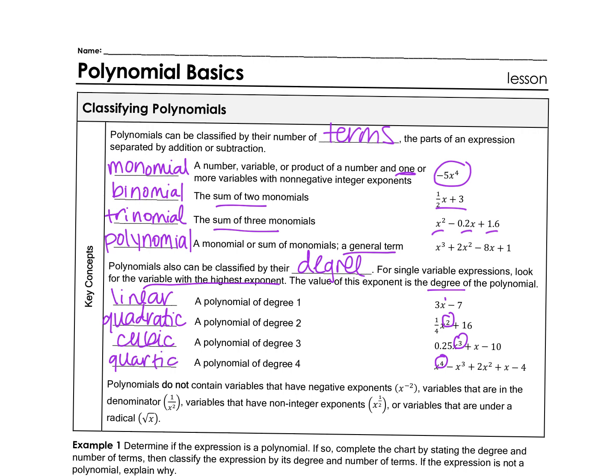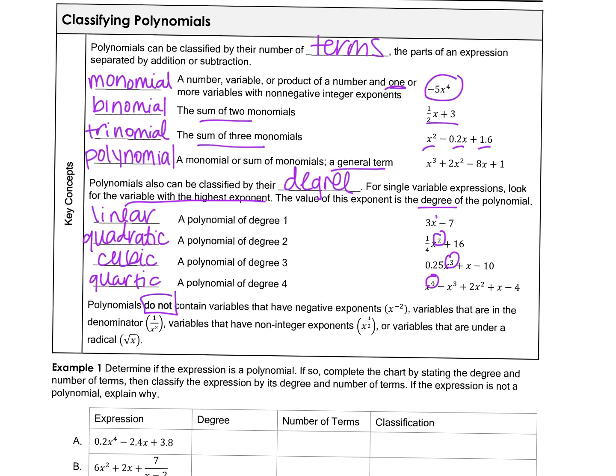Polynomials do not contain variables that have negative exponents, variables that are in the denominator, which is the bottom of a fraction, variables that have non-integer exponents, which means fractions, so notice that exponent is a fraction, or variables that are under a radical, which is a square root, a cube root, a fourth root, and so on. Those examples would not be polynomials.